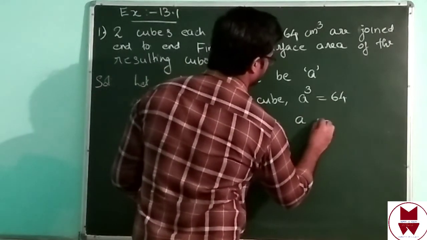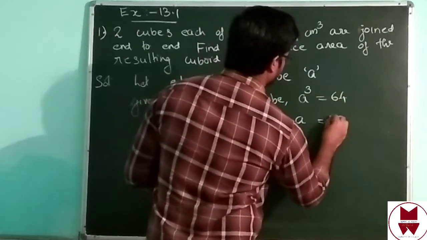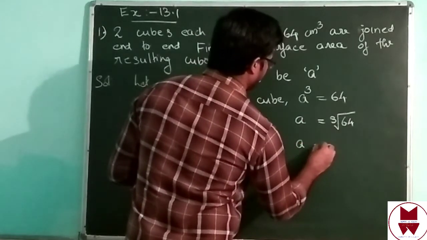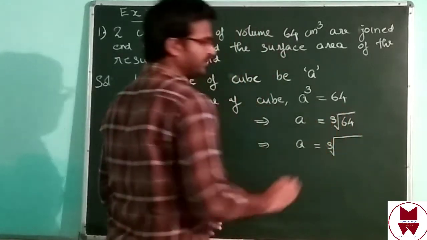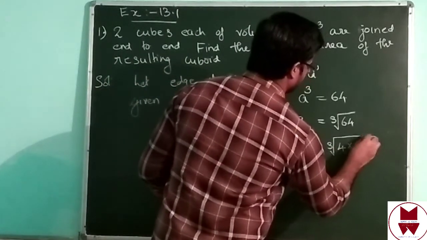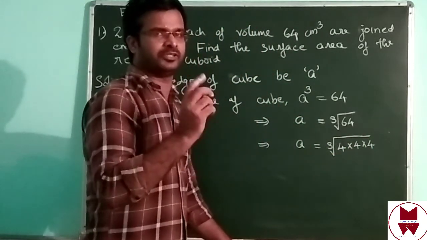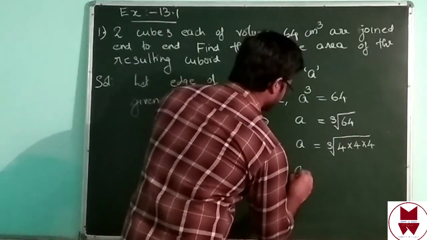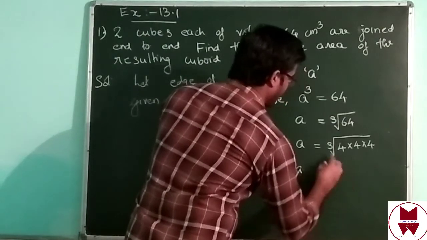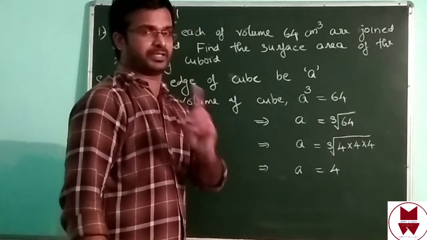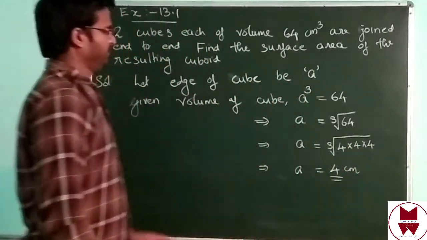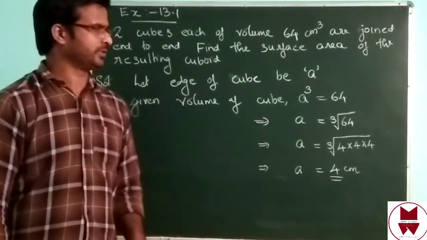Then a equal to, this cube brought to the right side, that will be cube root. Cube root of 64. A equal to cube root of 64, we can write 4 into 4 into 4. 4 into 4, 16. 16 into 4, 64, isn't it? Then when you take cube root of 4 into 4 into 4, you will get answer 4. Out of 3 same numbers, we will take one number. That is known as cube root. Then a equal to 4 centimeter. We got the length of one edge is 4 centimeter.